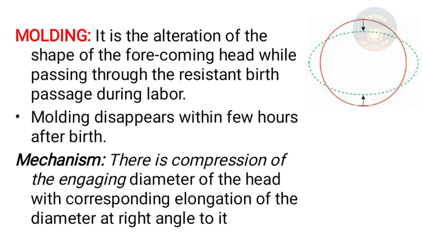Then molding. What is molding? You can see in this picture. It is the alteration of the shape of the forecoming head while passing through the resistant birth passage during labor. Molding disappears within few hours after birth. The mechanism: there is a compression of the engaging diameter of the head with corresponding elongation of the diameter at right angle to it. You can see the picture. There is a compression and elongation happening.